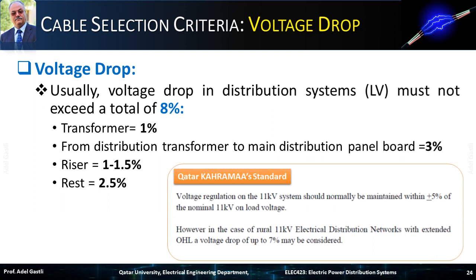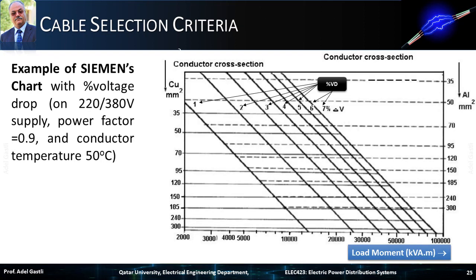The Qatari standard, adopted by Kahramaa, limits the voltage drop on the 11 kV system to 5%. But allowing it to reach 7% in rural areas with extended overhead lines. Let's practice on one example and calculate the voltage drop using the Siemens given chart of percent voltage drop on 220/380 volts supply, with power factor equals 0.9, and conductor temperature of 50 degrees Celsius.